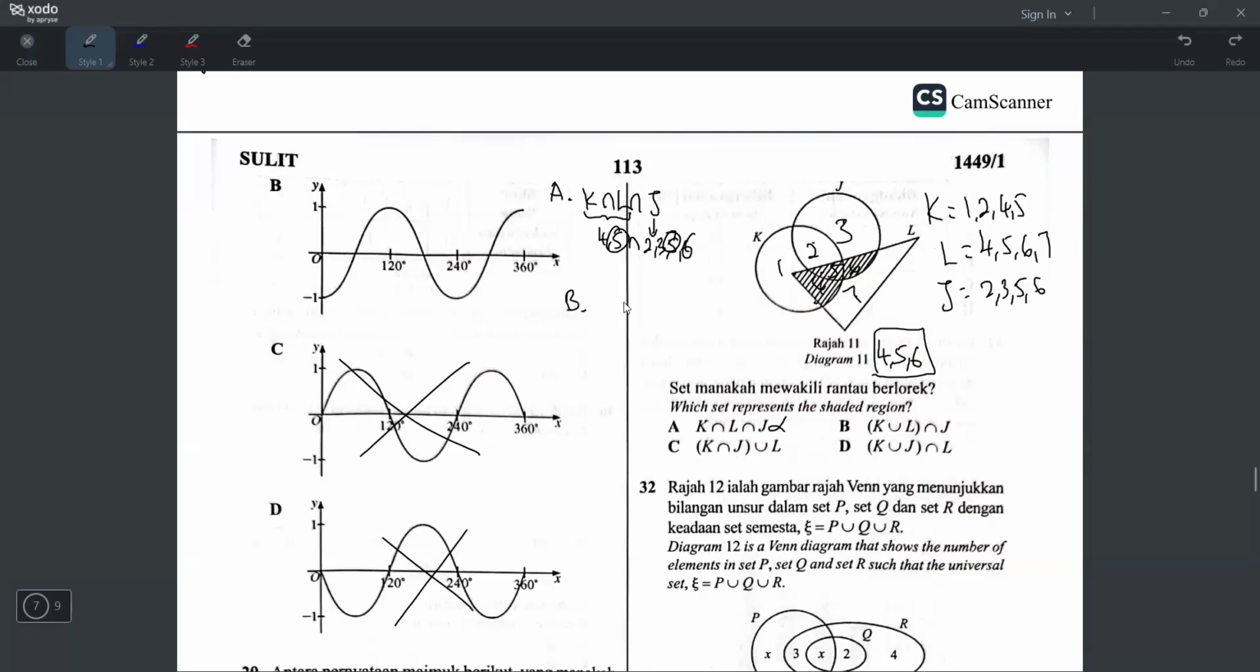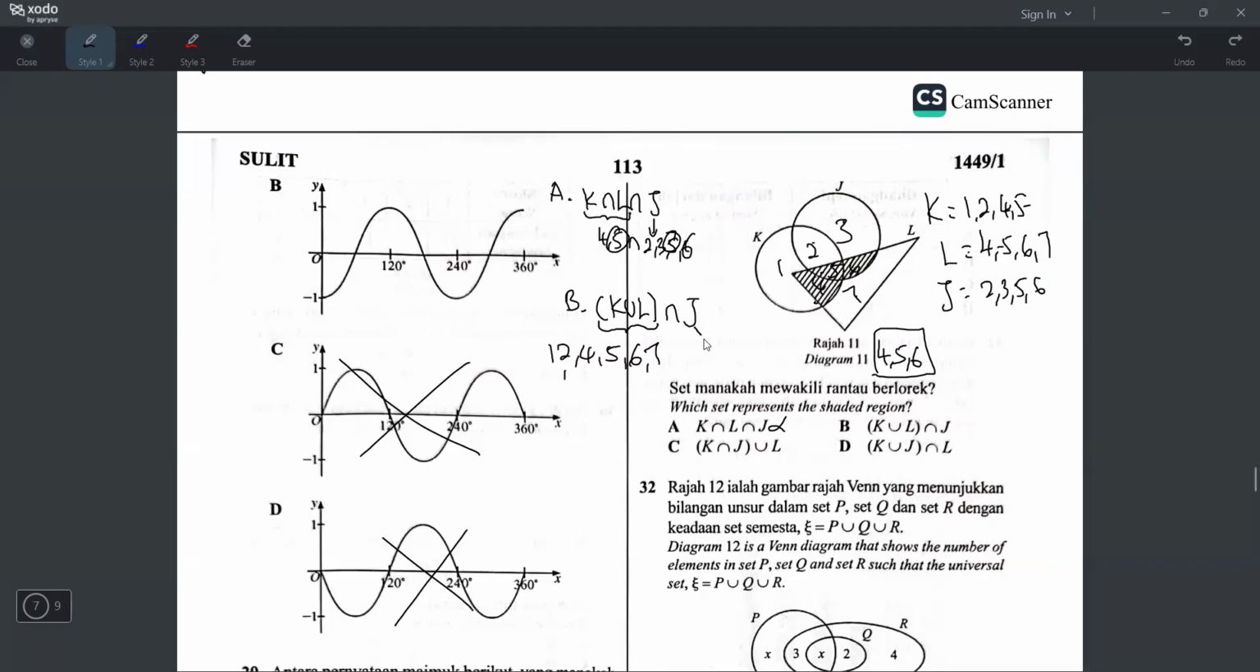Let's try with B. B is bracket K union L, and then tutup bracket intersect J. So kita kena buat bracket dulu, K union L. So K union L, this is K, this is L, right? Okay, kalau union means you jangan ambil yang sama. You ambil semua. Because union means kesatuan. Kesatuan means you combine everything, ambil semua. So when you combine these two, becomes 1, 2, 4, 5, 6, 7. The 4, 5 dia ada repeat kan, tapi you tulis sekali saja.